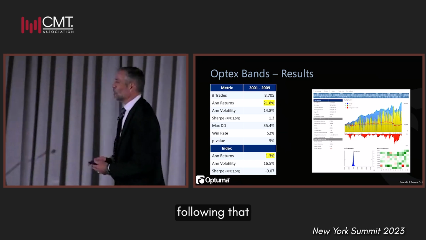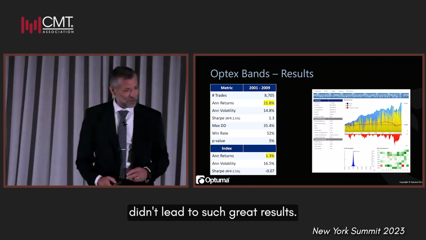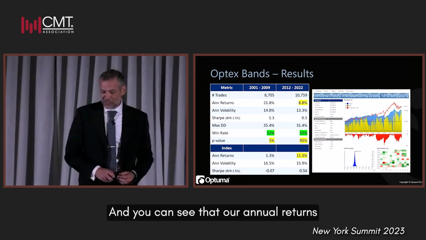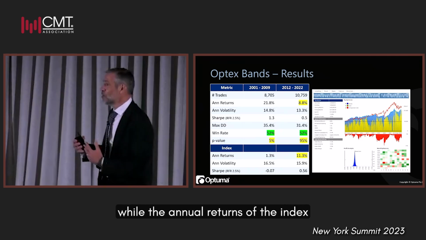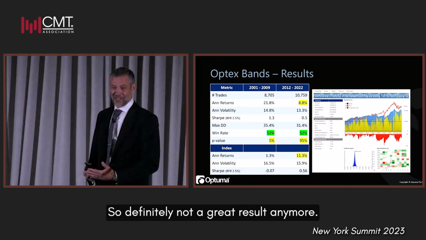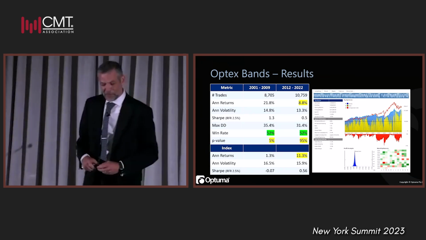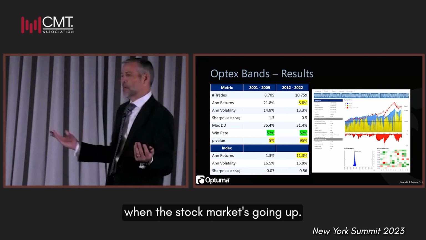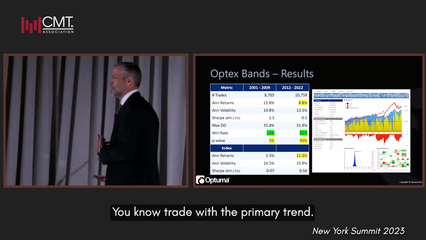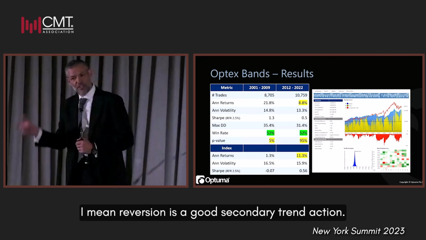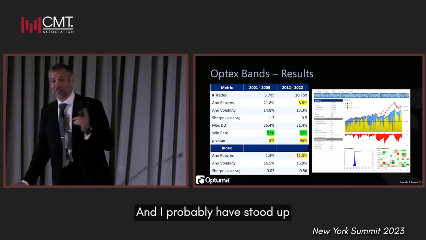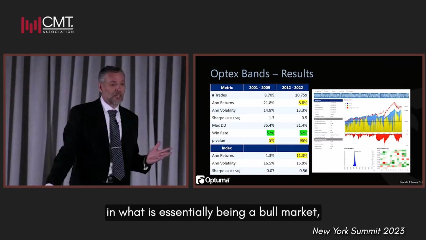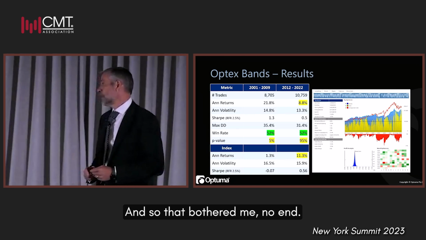And so then obviously following that for the next couple of years didn't lead to such great results. So here's the period for 2012 to 2022 as an example. And you can see that our annual returns dropped to 8.8%, while the annual returns of the index were 11.3%. So definitely not a great result anymore. And what was even worse was that if you were to ask me back then, when does this signal work the best? I would have said when the stock market's going up. It's a mean reverting Dow theory, you know, trade with the primary trend. A mean reversion is a good secondary trend action. You know, that's going to be best. And I probably have stood up in front of groups when I've presented on this saying that. But the fact is, in what has essentially been a bull market, that wasn't what we saw. And so that bothered me no end.